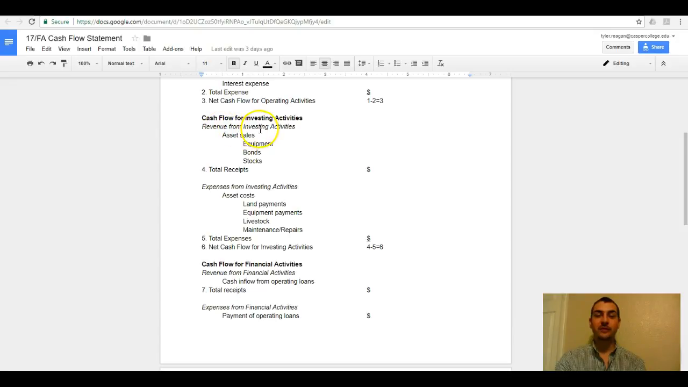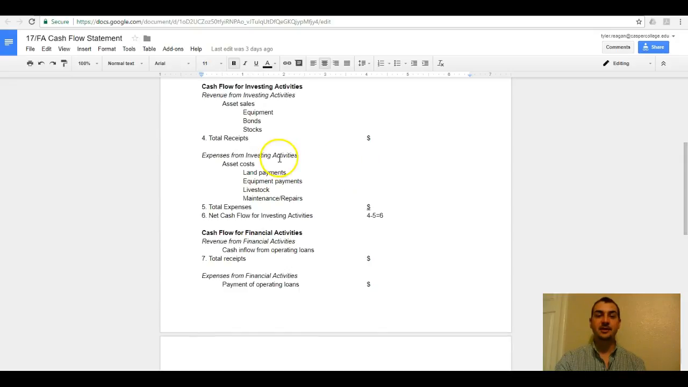The revenue from investing activities, the money coming in, would be from the sale of assets, something that you already own and now you're selling. That could be used equipment, brand new equipment, the sale of stocks or bonds, anything of that nature. Once you get all of that put in its proper place, you add up all of those sales to find the total receipts from investing activities. Then you do the same thing on the expenses side. Whenever you're dealing with expenses from investing activities, you're dealing with asset costs, these new improvements that you're buying.